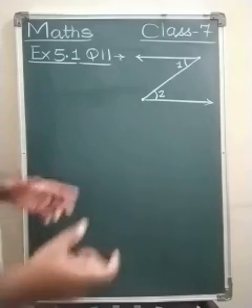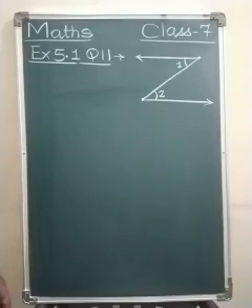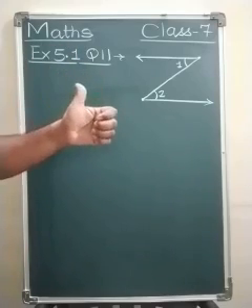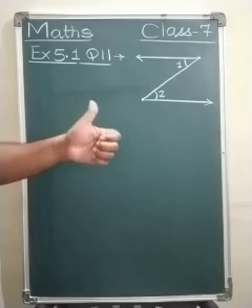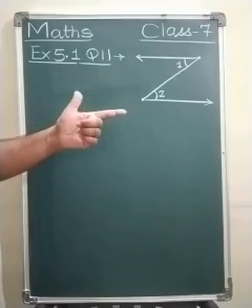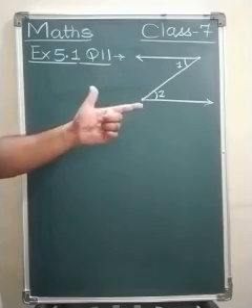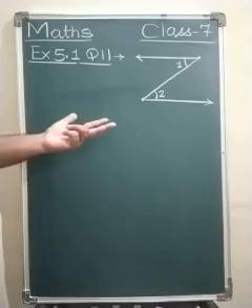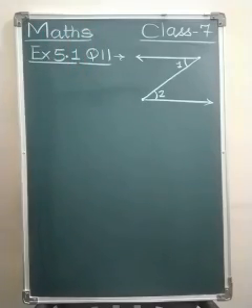Now first of all, we again have to recall the definition of what is meant by adjacent angles. Three conditions are to be satisfied for adjacent angles. The first condition is that they should have a common vertex. The second condition is that they should have a common arm. And the third condition is that their interiors should be different. Okay, let us check one by one.